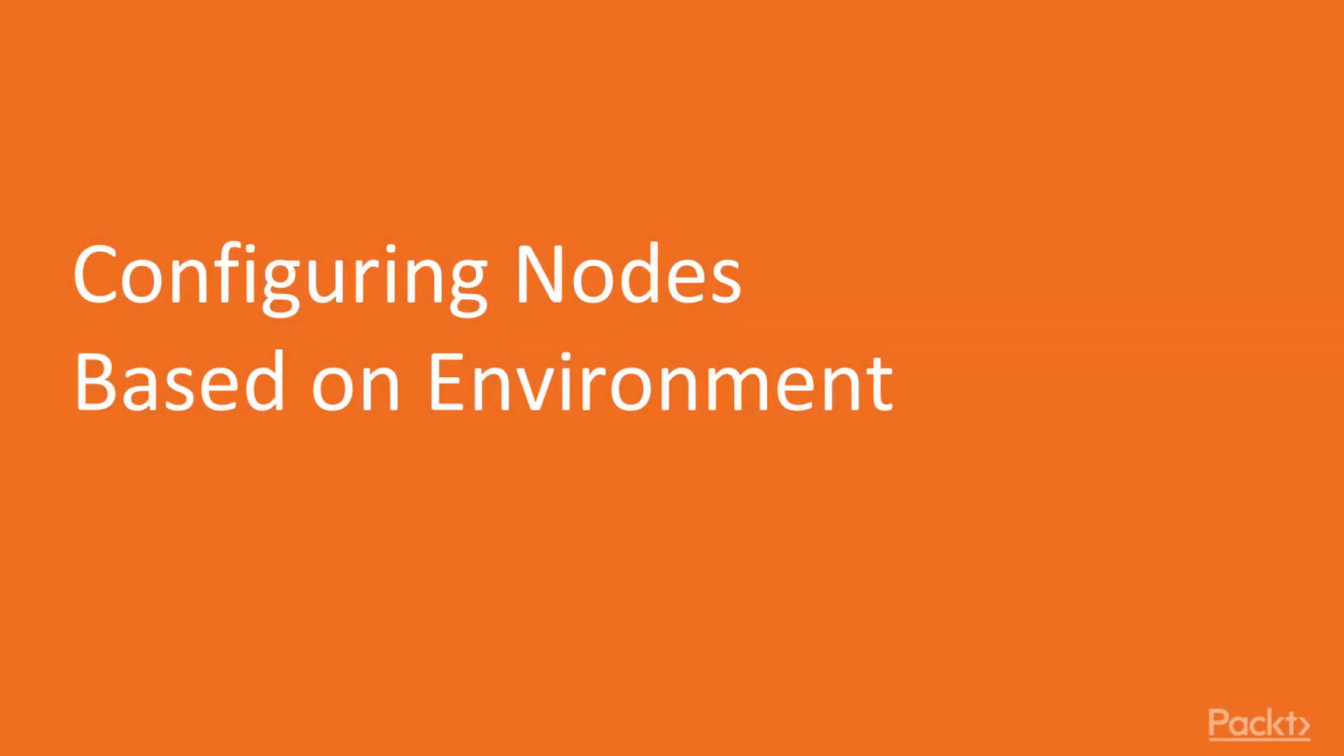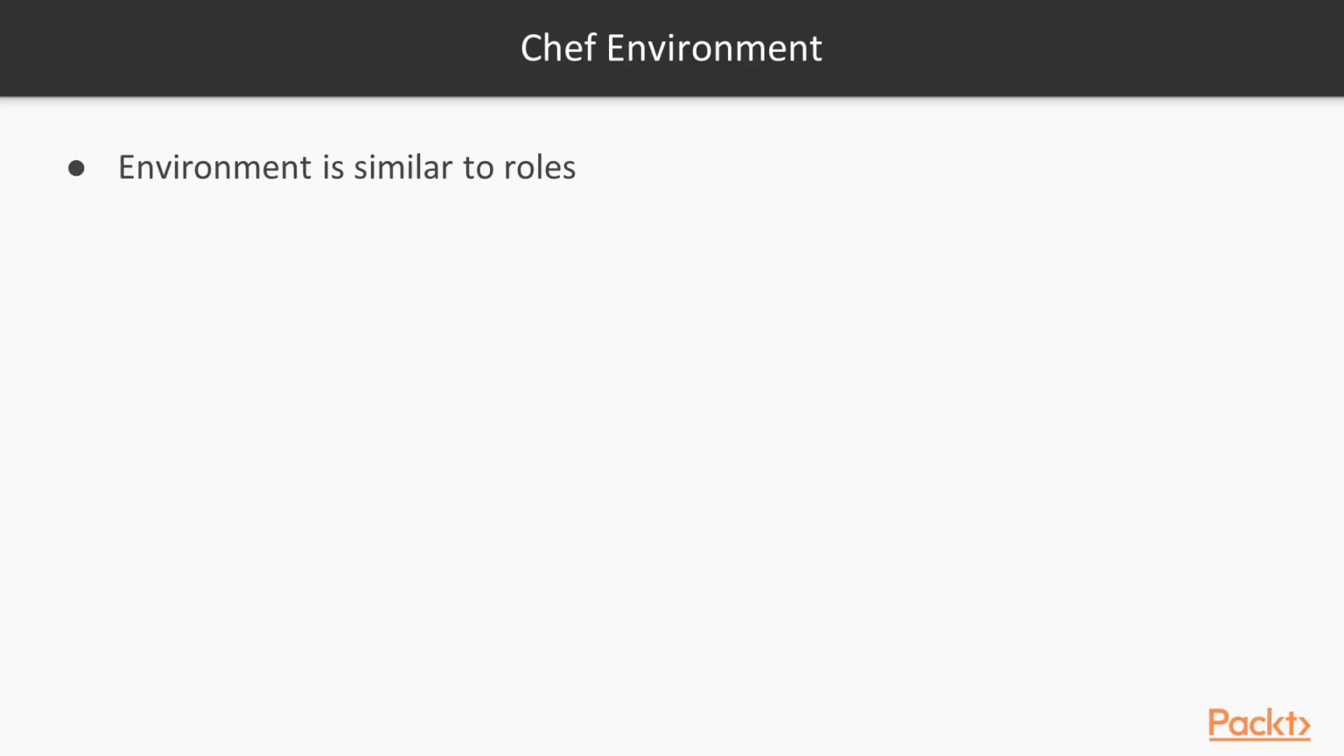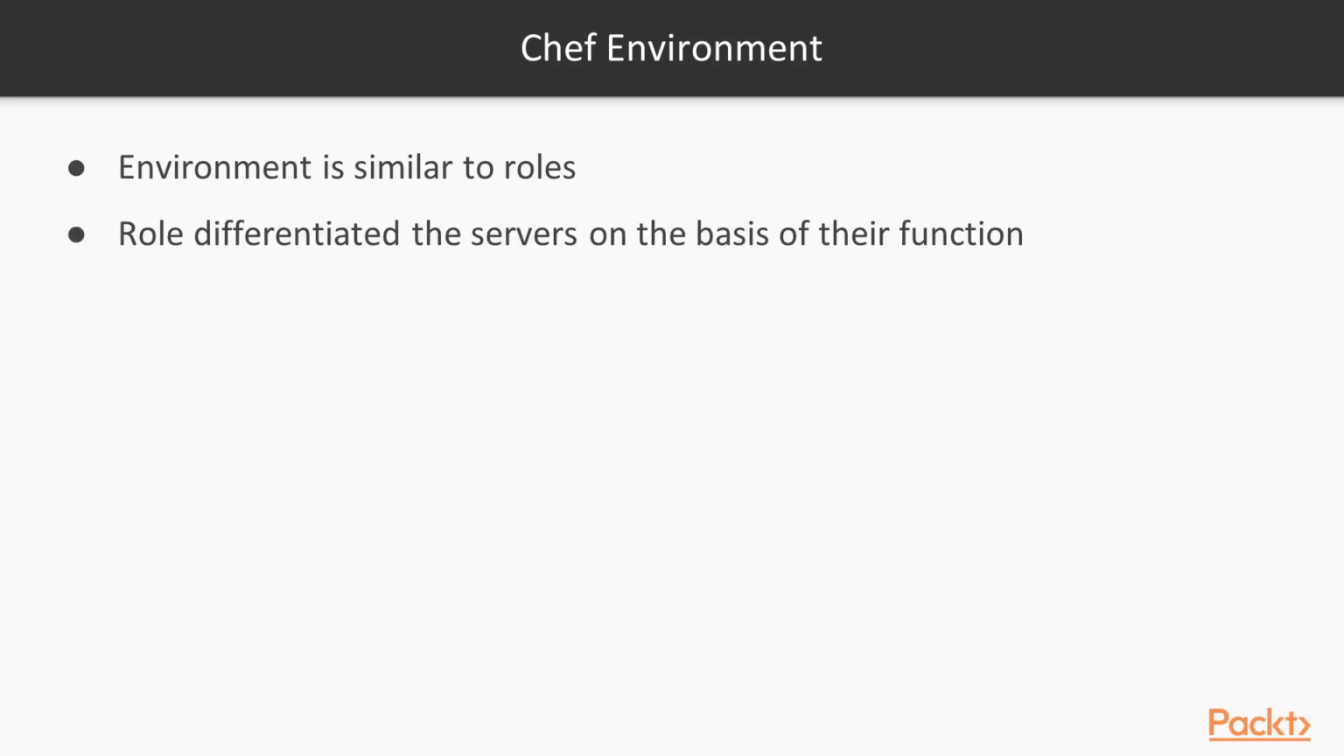In this video, we will learn how to configure nodes based on environment. Environment is very similar to roles. In case of role, we try to differentiate the server on the basis of the function they are doing, like a web server or a DB server. It is the functionality of the server we try to mark, and we tag a role to the node. And depending on the role, they are assigned the run list.